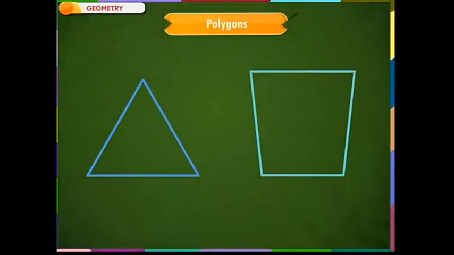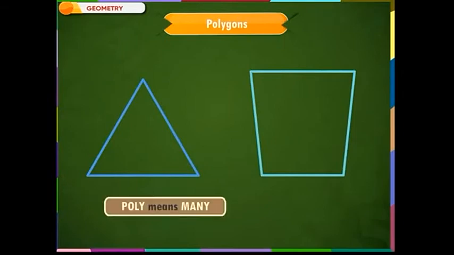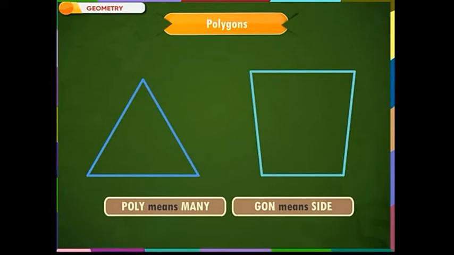Polygons. A simple closed curve made up of only line segments is called a polygon. A polygon has at least 3 line segments. The line segments of a polygon are named the sides. Poly means many and gon means sides. Thus a polygon has many sides. Different polygons having a definite number of sides are given names according to the number of sides.